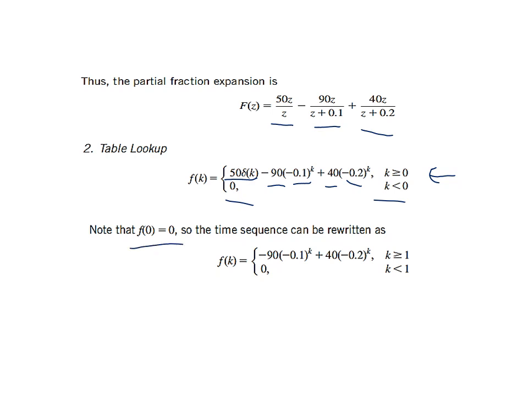Note that f of 0, if we substitute by 0, negative 0.1 power 0 equals 1, negative 0.2 power 0 equals 1, then we have 50 minus 90 plus 40 equals 0. We can have the time sequence rewritten, we can shift, or we say negative 90 times negative 0.1 power k plus 40 times negative 0.2 power k for any k bigger than 1, and 0 for any k smaller than 1.